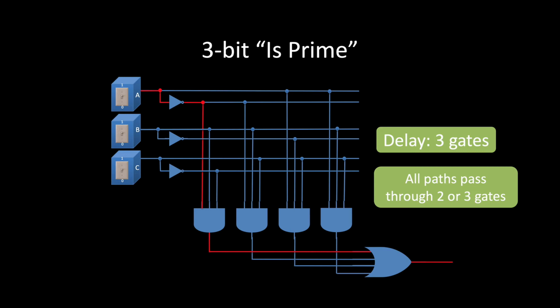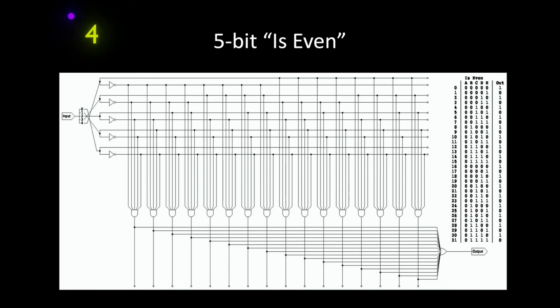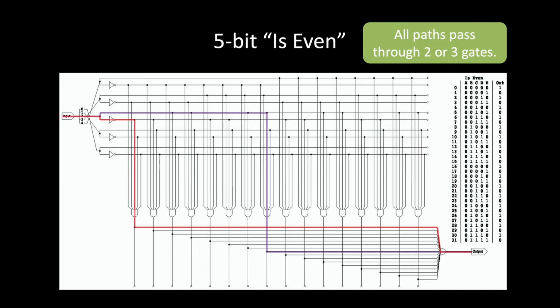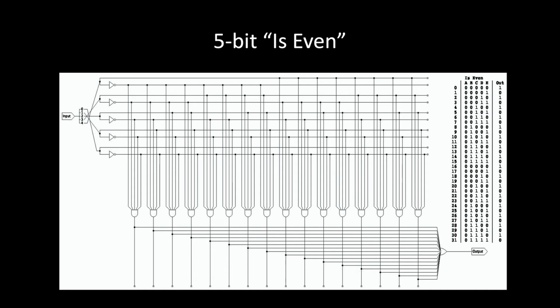So with that in mind, how does the critical path change when we apply the same approach to a truth table that uses 5 inputs? Just as before, all the paths go through either 2 or 3 gates. Well, that doesn't seem right. Does that mean the time for a circuit designed using brute force doesn't depend on the number of inputs? Well, no, of course not. So look closely and see if you can figure out what will make this circuit have a longer propagation delay than the 3 input is prime circuit.